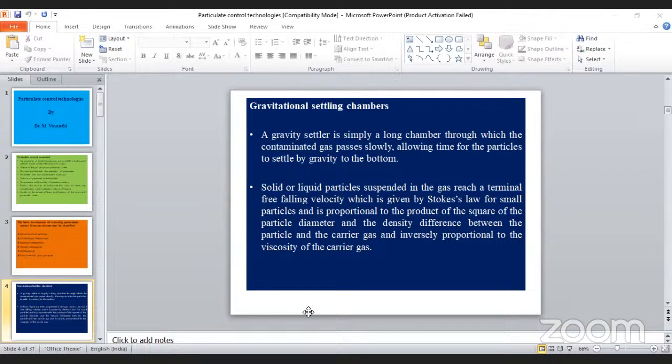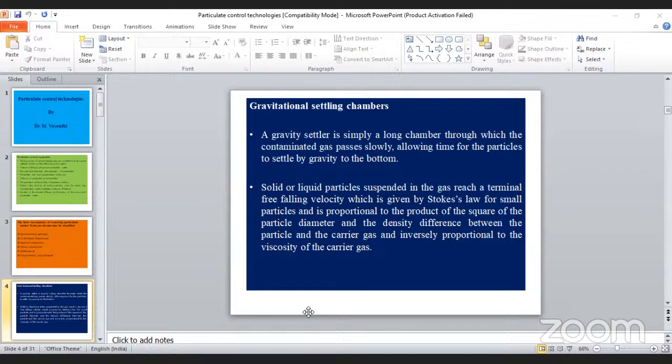Okay, gravitational settling chamber means it's a kind of device, or I can say it is not a device, an equipment, which is being used to collect the particulate matter from any generation point. And by natural gravity, it is settled down by reducing the speed of the gas stream inside the chamber. Then it is settled down by its natural gravitational force. So how the unit is working, we'll see.